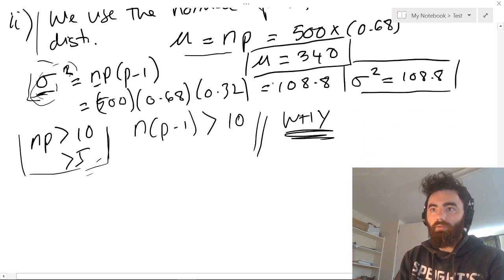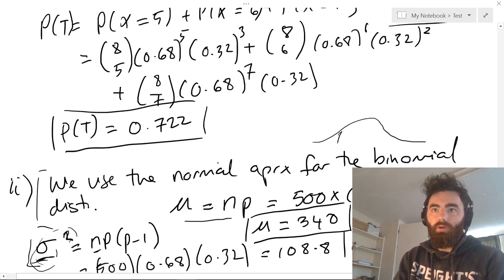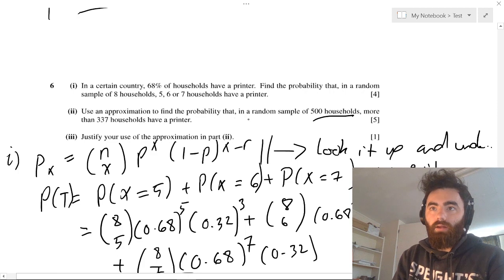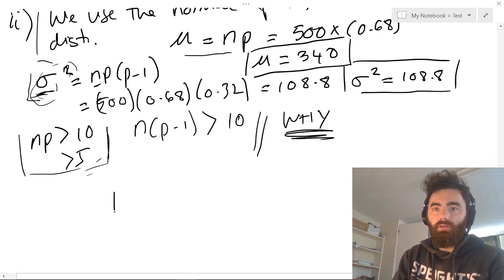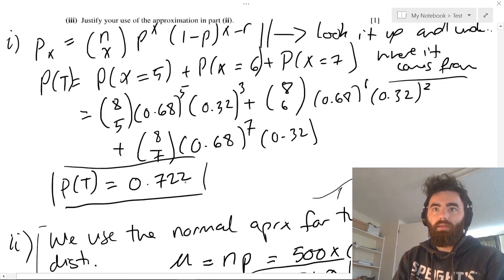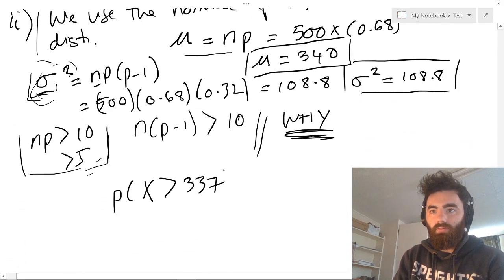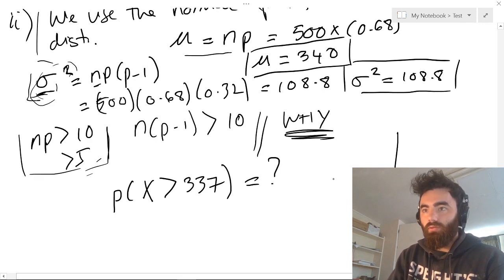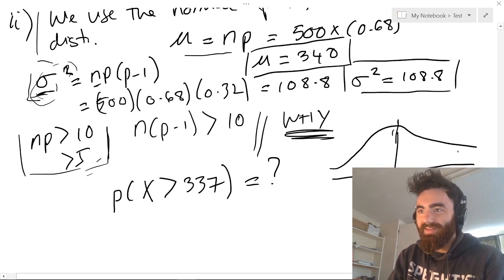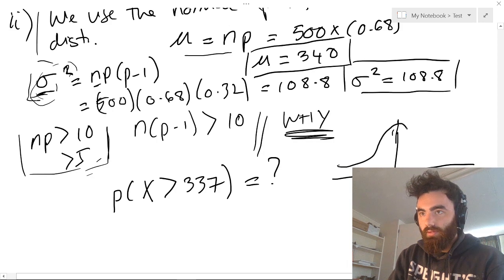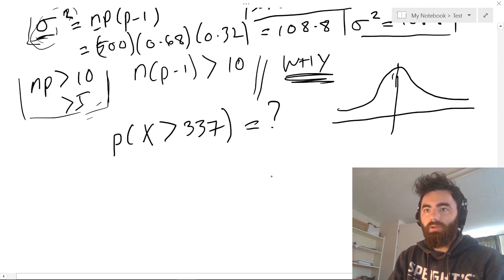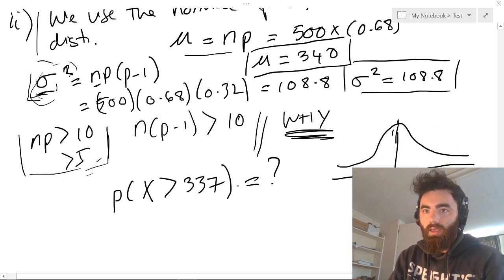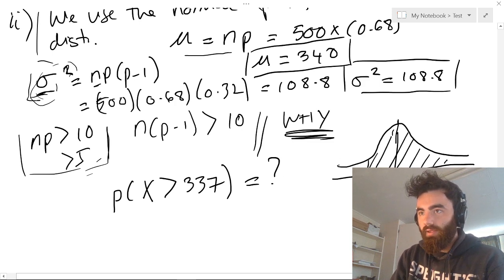Anyway, so now we have a mean and a variance, and we want to find the probability that a random x is more than 337. So the probability that x is greater than 337. What is that? Well, let's look at our normal distribution, which we have approximated. Let's try that again. Like that. There we go. So our mean is 340, and x here is 337. So we want the probability that it's greater, so we want this area here.